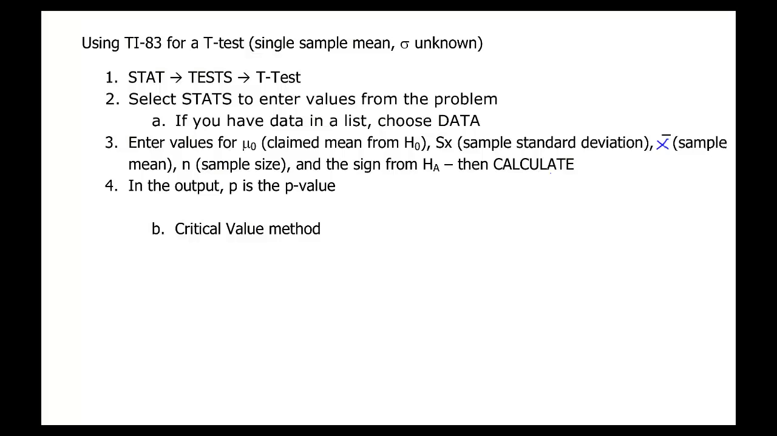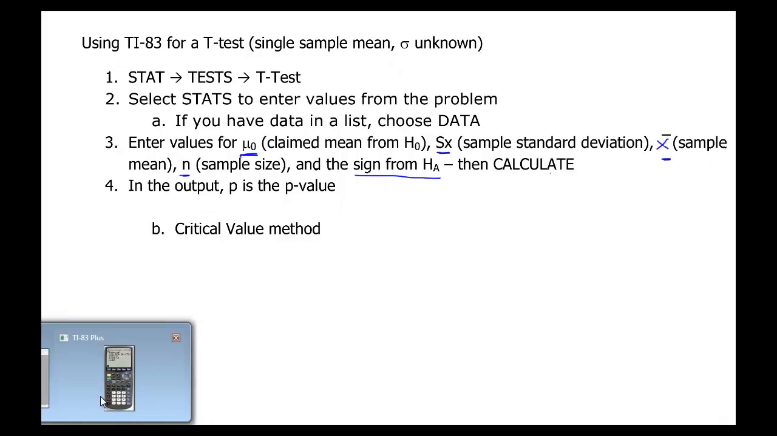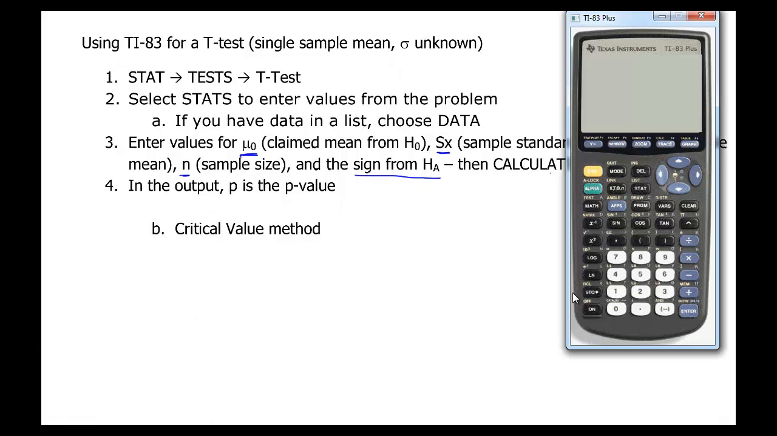To use the calculator to solve this problem, it's a t-test in the calculator, and the numbers that you're going to enter are the claimed value from the null hypothesis, the sample standard deviation, the sample mean, the sample size, and the sign from the alternative hypothesis. So let's take a look at how to do that.